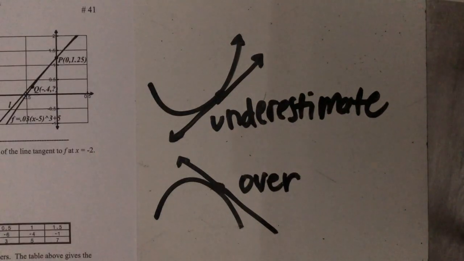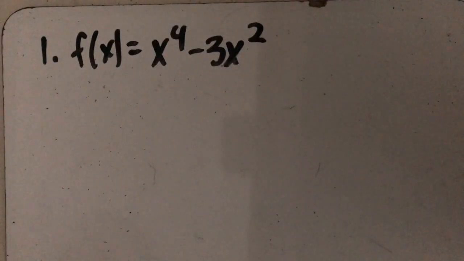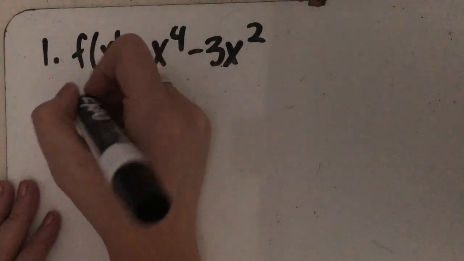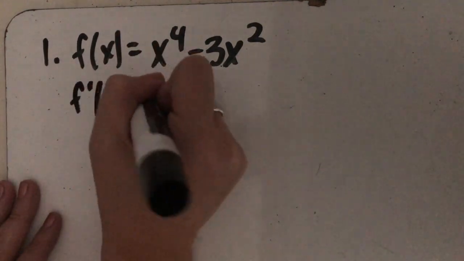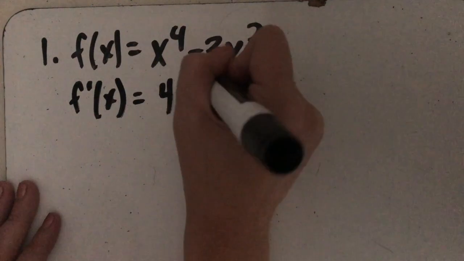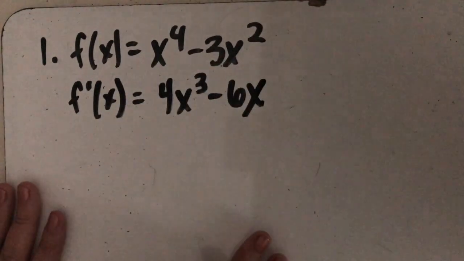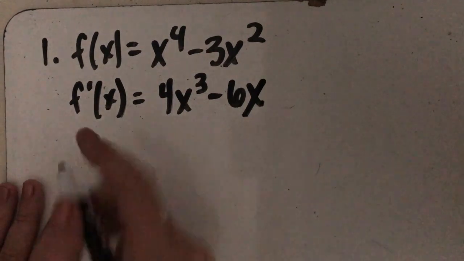Okay, so let's do number one together. Number one gives me this function and says write an equation of the tangent line to f at x equals -2. So that's our normal process that we've been doing. Equation of the tangent line means take the derivative, because I need to find the slope there. It'd be 4x cubed minus 6x. And then I'm finding it at x equals -2.